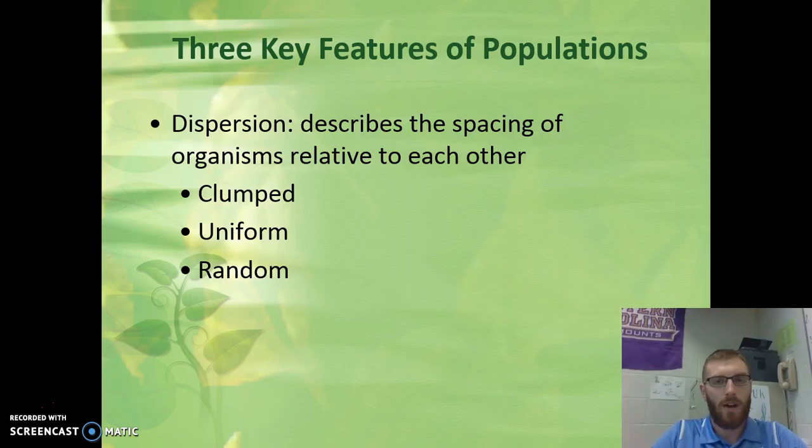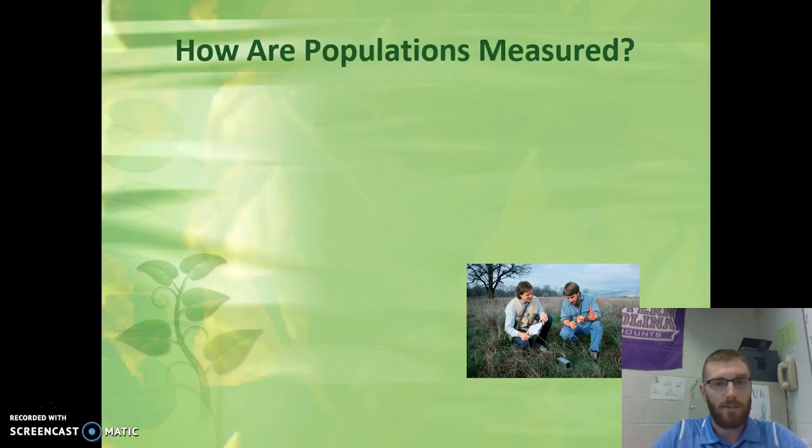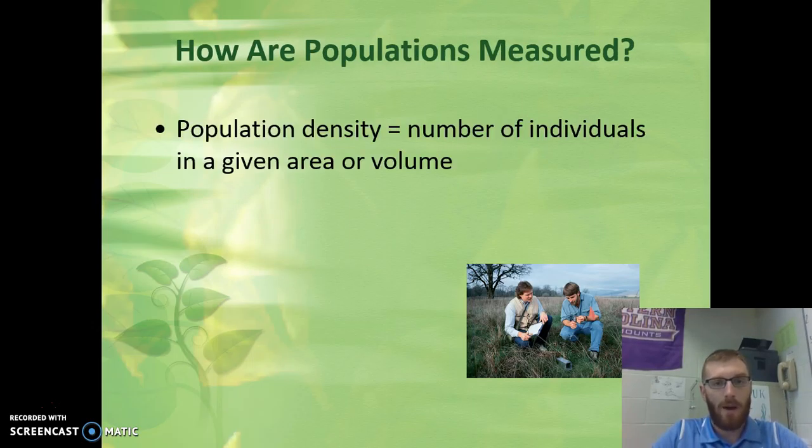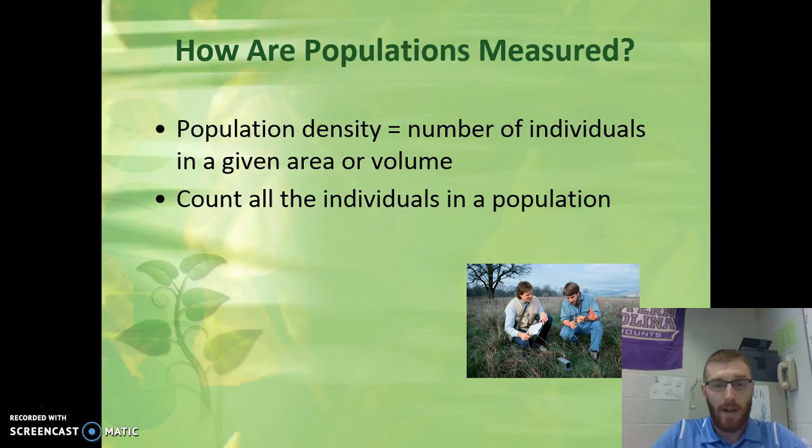Dispersion specifically describes the spacing of organisms relative to each other, and you can see the three types that I just discussed. How do we measure populations? Well, population density equals the number of individuals in a given area or volume. Basically, we count all the individuals in a population. That is one way. Or we can estimate by sampling.